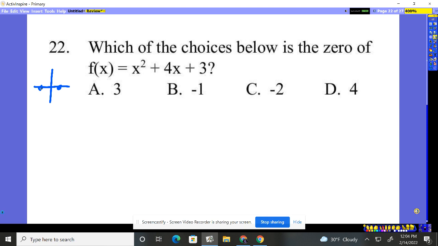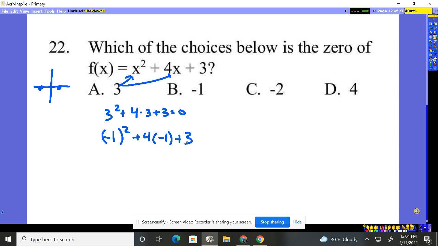So if I plug 3 in to that x and to that x, am I going to get zero? Well, is 3 squared plus 4 times 3 plus 3 going to give you an answer of 0? No, it does not. What about -1? That has a much better chance. -1 squared plus 4 times -1 plus 3.